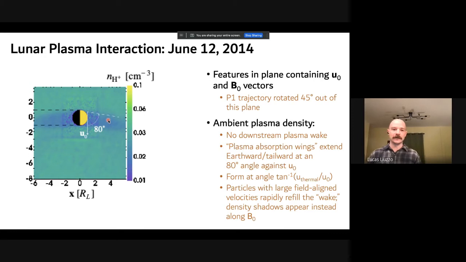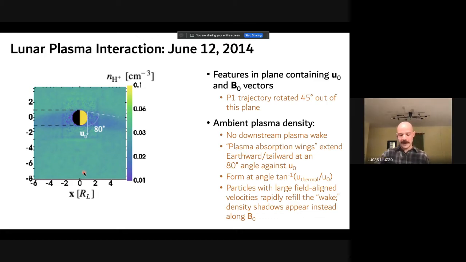And theoretically, this angle, given the thermal velocity and given the plasma velocity on this day, should form at an 80-degree angle with respect to the flow, which I've drawn here in this dashed line. And you can see that the model actually does a very good job of reproducing this theoretical angle. So for that same reason, that high thermal velocity of the plasma means that we don't see any type of wake associated behind the moon.